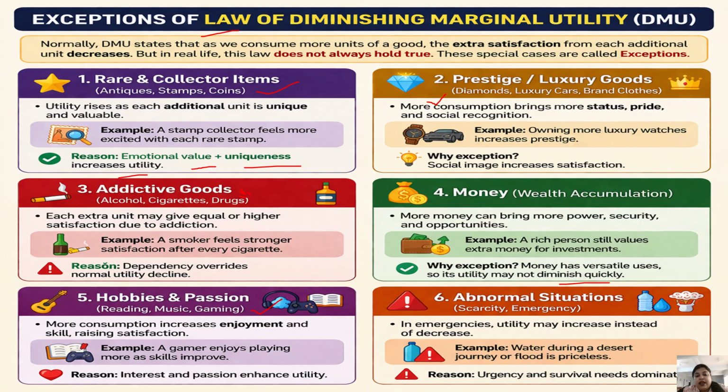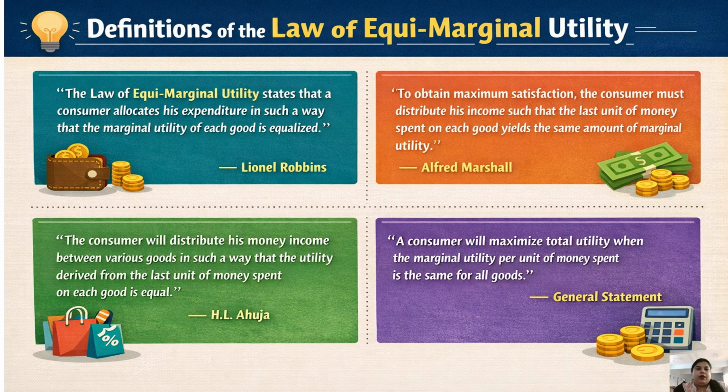And the next is abnormal situations, where scarcity or emergency may arise. The utility may fail. These are the exceptions to the law of diminishing marginal utility. Okay, now let's talk about Gossen's second law, that is the law of equimarginal utility.